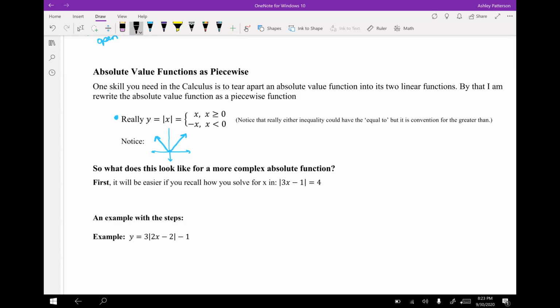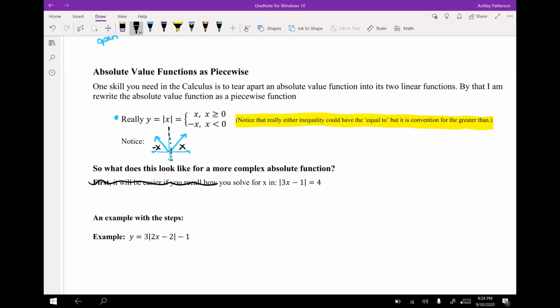But if I were to split it, it actually splits at the vertex. This is -x, that is X. And we say that one of them is less than 0 and the other is greater than or equal to 0. Now, does it matter which one has the equal to? Nope, does not matter. So that's why it says, notice that really either inequality could have the equal to, but it is convention for the greater than. Now, am I going to mark you off because you chose the less than? No, absolutely not. But know that you have the choice. Okay, you have the choice.